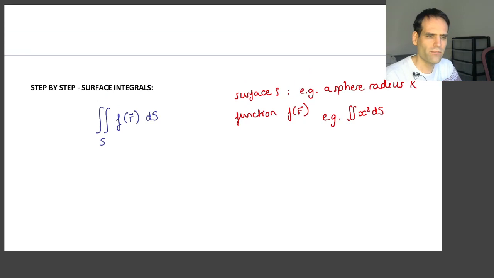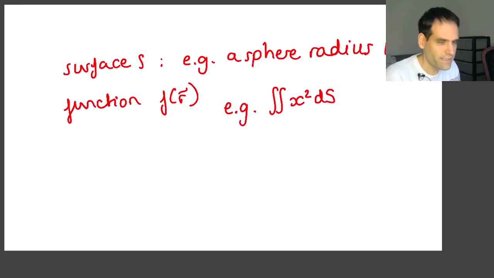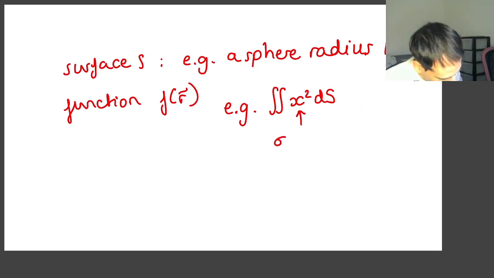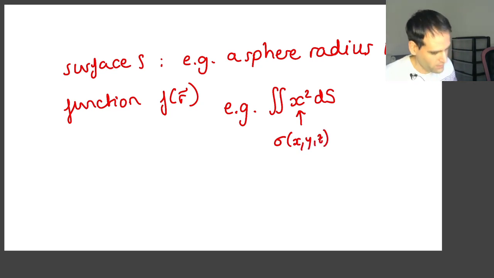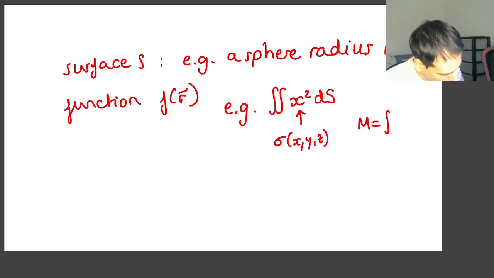Okay? And you might wonder, why would you want to integrate x squared ds? Well, maybe x squared is the density of the sphere. Okay? So maybe the density is a function that depends on x, y, z, and the density of this sphere is x squared. And then you want to calculate the total mass. So the mass is the double integral of the density times ds.